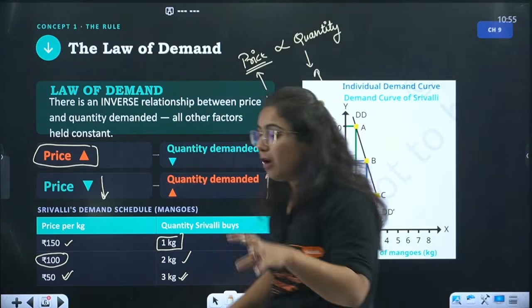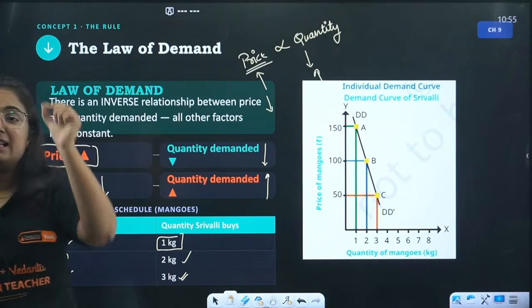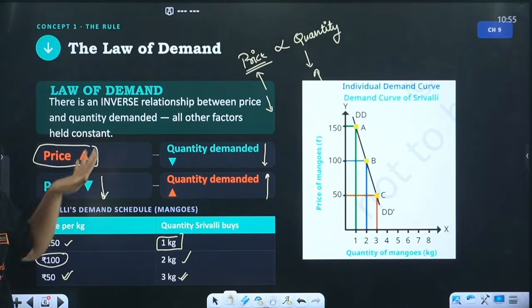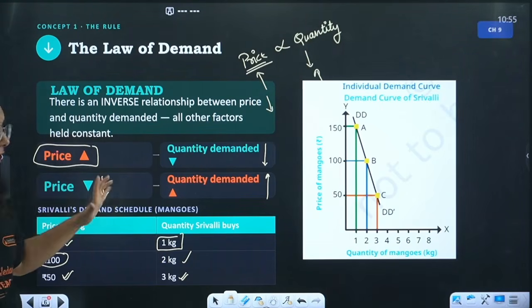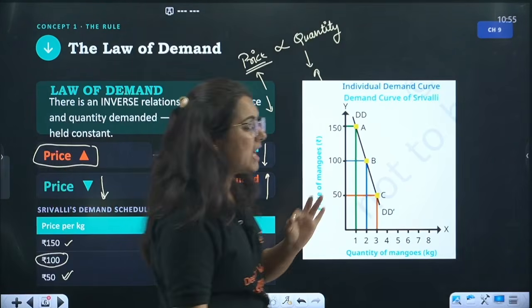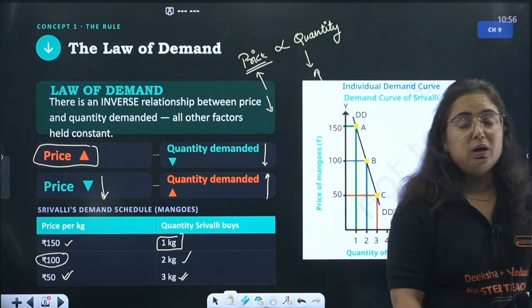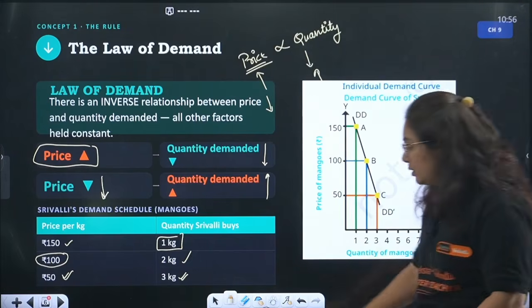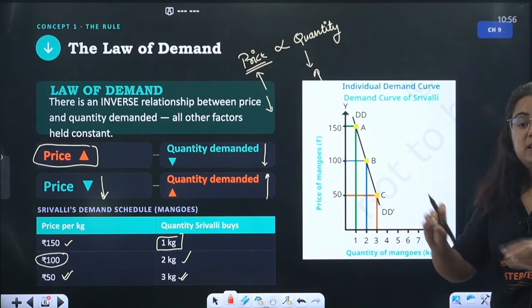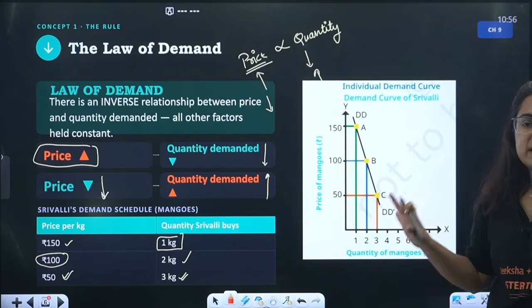But here, in the law of demand, we understood that there is an inverse relationship between price and quantity demanded, all the factors held constant. Your factors are not being changed. So what happens in economics? To understand a concept, beta, we draw graphs. Pay attention to the graph that is given in the NCERT book. This is straight taken from the NCERT book, nowhere else.